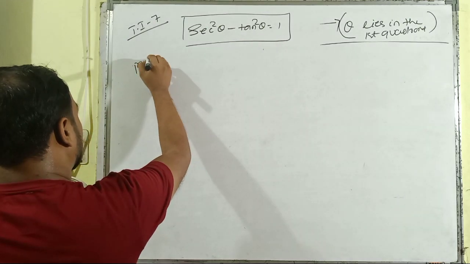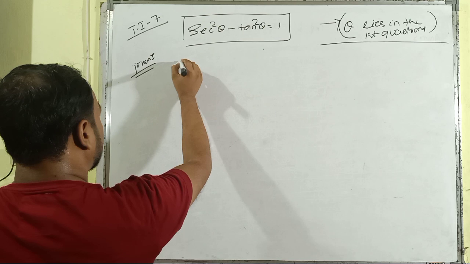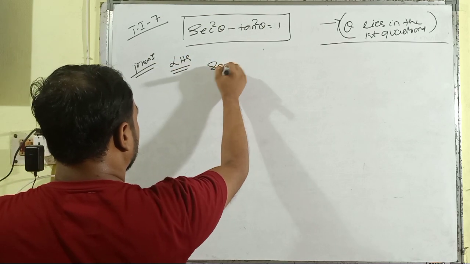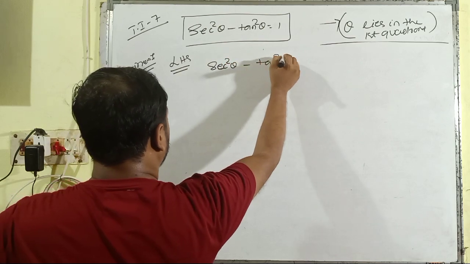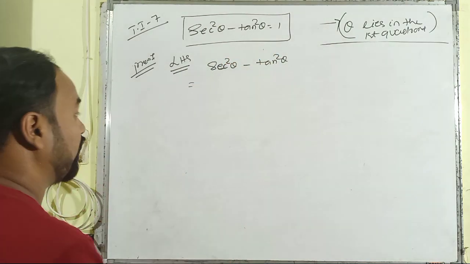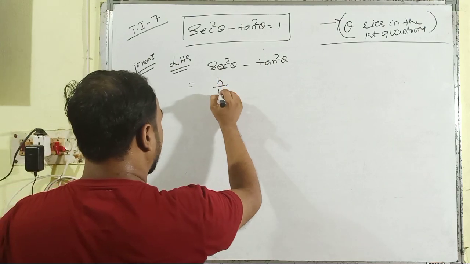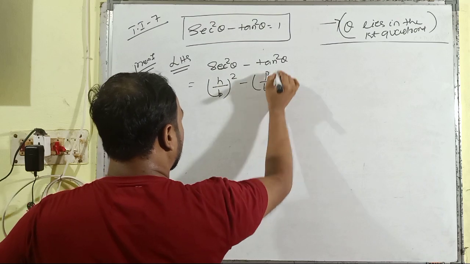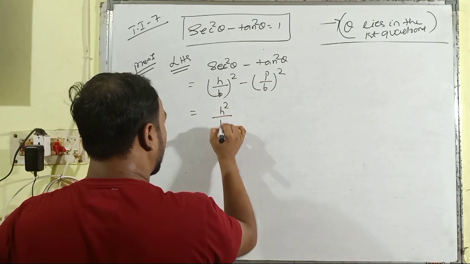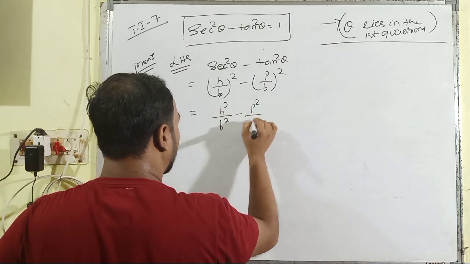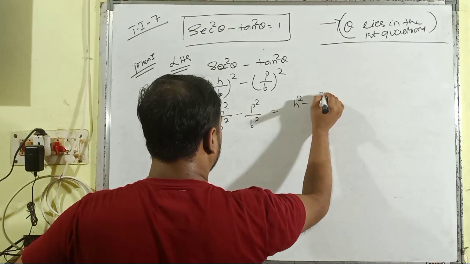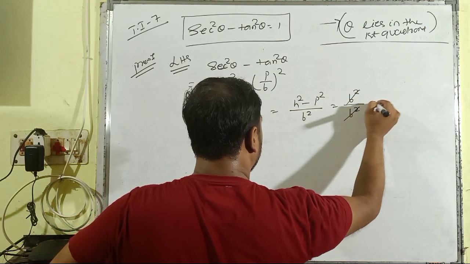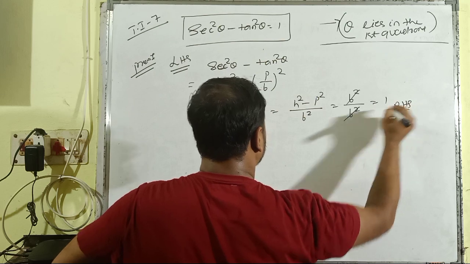So first of all, let us prove it, taking the left hand side: sec square theta minus tan square theta. The value of sec square theta is h upon b, whole square, minus p upon b, whole square. Then it is h square upon b square minus p square upon b square, then it is h square minus p square, whole divided by b square. That means b square divided by b square, it is 1, and this is the right hand side part.